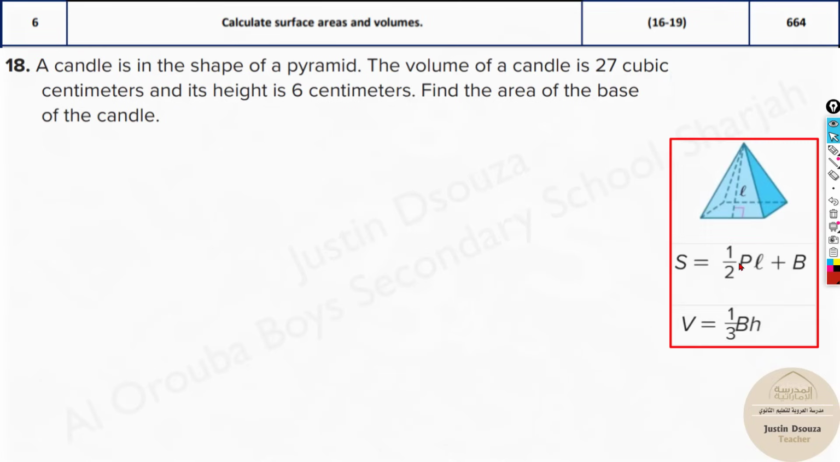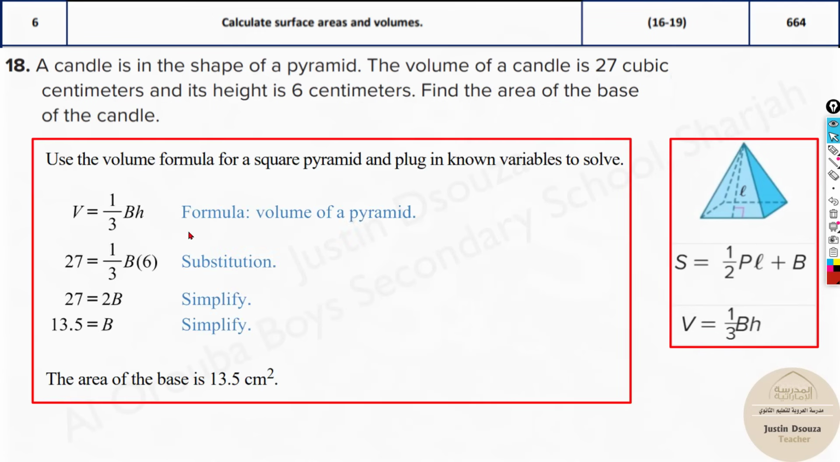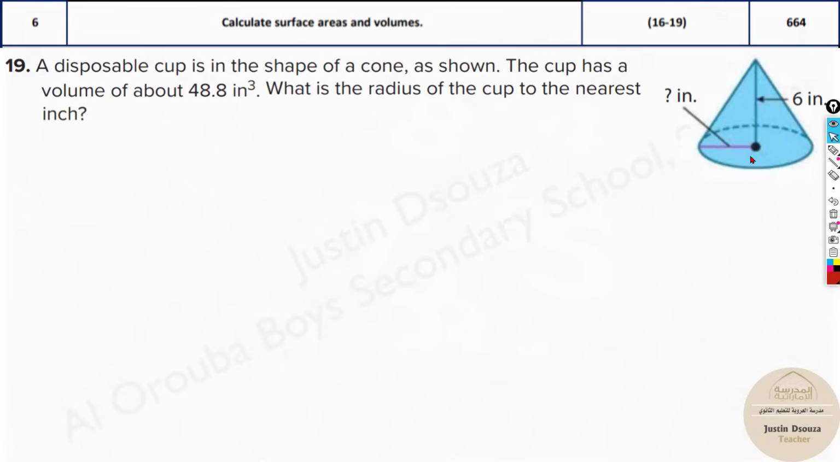Now here, if you recall, we have volume as V equals 1/3 base into height. B is the area of the base. So basically you know everything else, substitute it. It's very direct substitution. Substitute all the values you know, 27, H is 6, and you will get the area of the base. Over here we have a cone. Looking at this, we can understand it's a cone. We know the height is given as 6 and they have also given the volume.